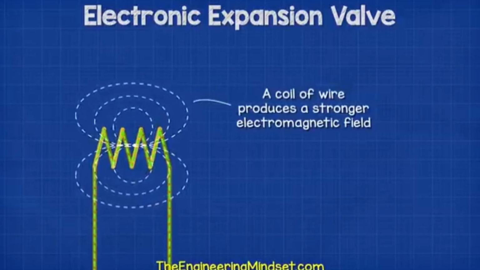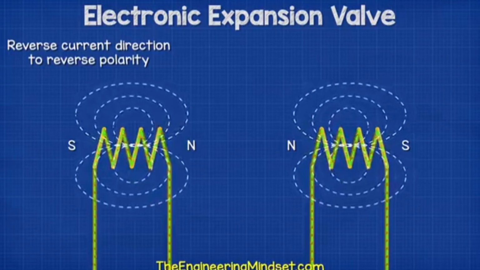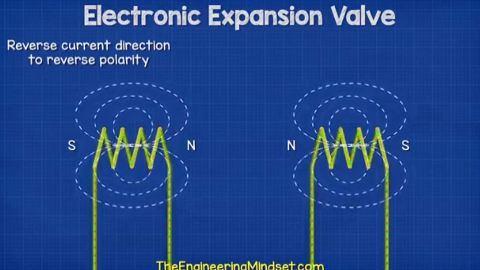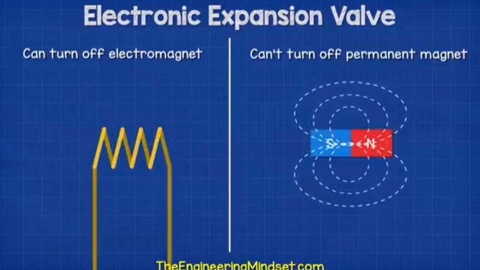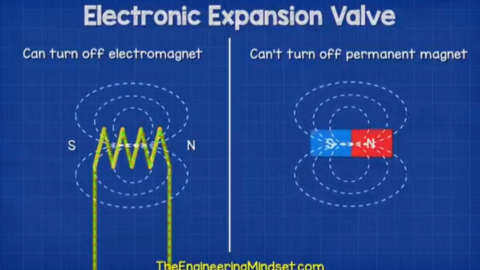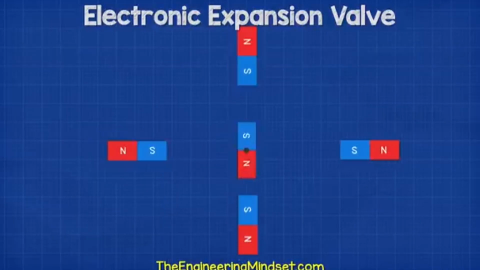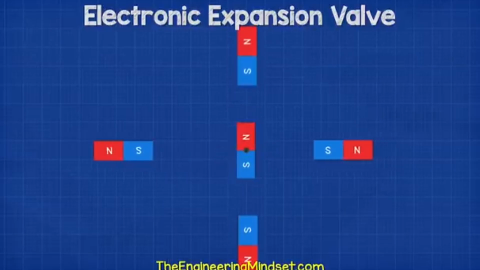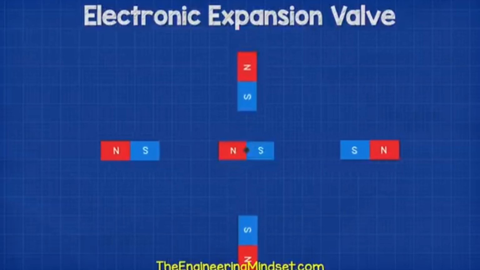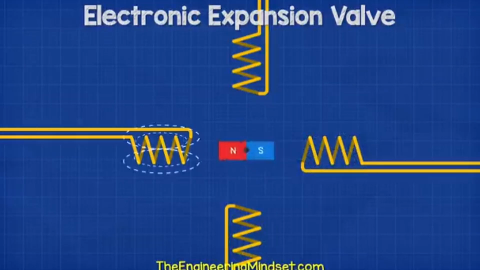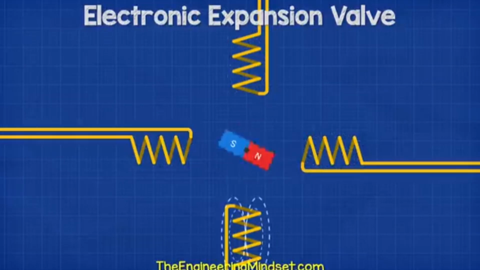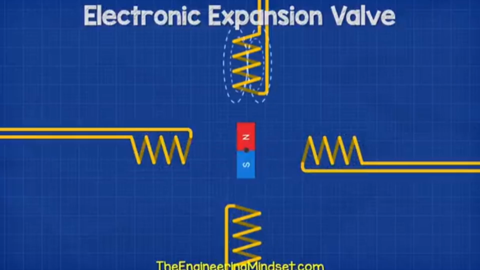If we wrap the wire into a coil, it creates a larger, stronger magnetic field. So we can vary the polarity of the field by reversing the direction of current. We can turn the electromagnetic field of the coil off simply by switching the power off. But a permanent magnet is always on. Now, if we place a magnet at the center, we can use other magnets to rotate this. We can also place coils around the magnet and control its direction by controlling the magnetic field created by the coils. The more coils we use, the more precisely we can control the magnet's rotation.